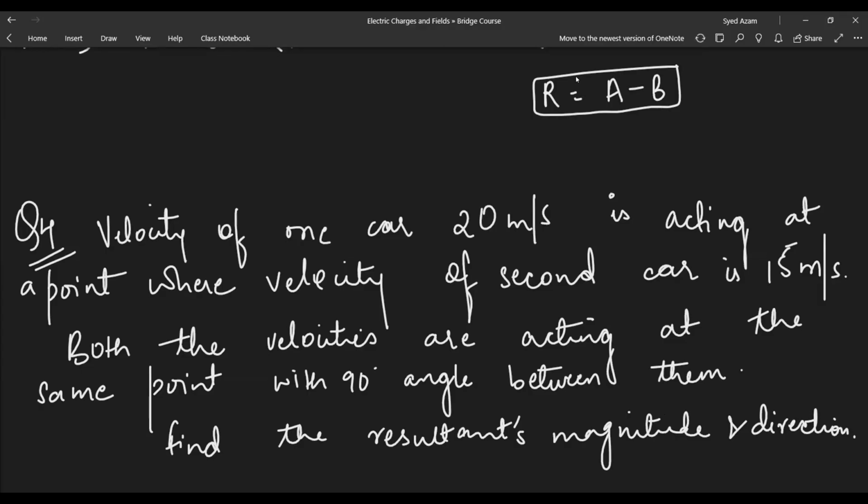Yes, Taiba. Ma'am, what is this velocity of? Velocity of one car, 20 meter per second, is acting at a point where the velocity of the second car is 15 meter per second. Both the velocities are acting at the same point with a 90-degree angle between them. Find the resultant's magnitude and direction.